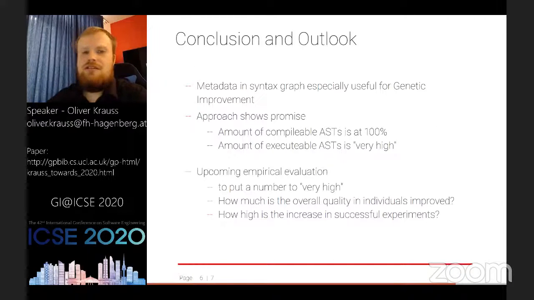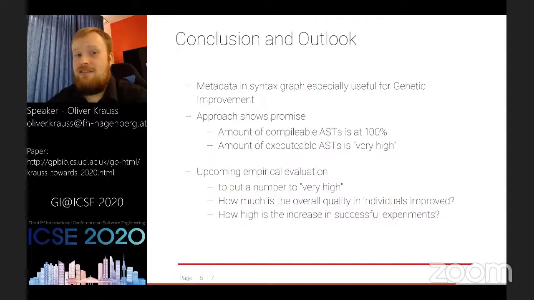So as a conclusion, this is very useful for genetic improvement, as I said before, because most of this is for the non-functional features, and this is useful in that case. The approach does show promise. We are already at 100% compilable abstract syntax trees, and we are at very high executable abstract syntax trees, and I do not want to put the number there until my empirical evaluation is finished.